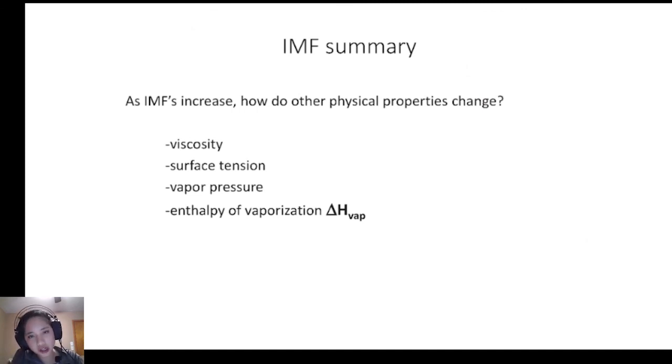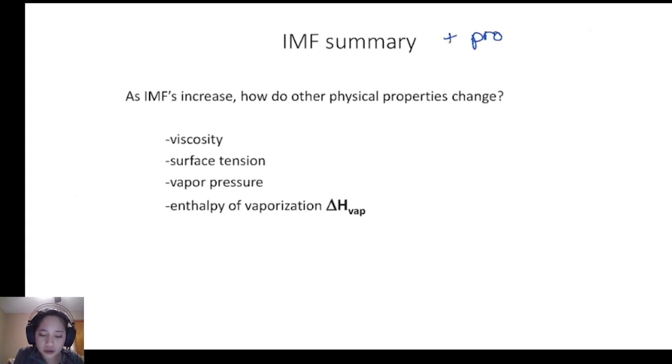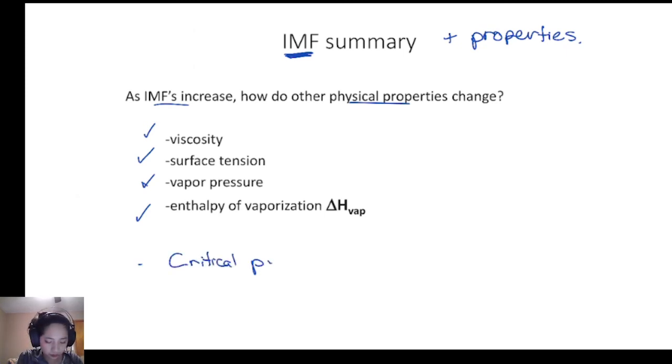Okay, so I'll just summarize those. Hopefully on your side of things, you can summarize all of the different properties. How does intermolecular forces change these different physical properties? So as IMFs increase, how do these change? Think about viscosity, surface tension, vapor pressure, enthalpy of vaporization. Oh, what else? We have critical point. Right? That's one too. All right. So how do all of these change as IMFs increase?